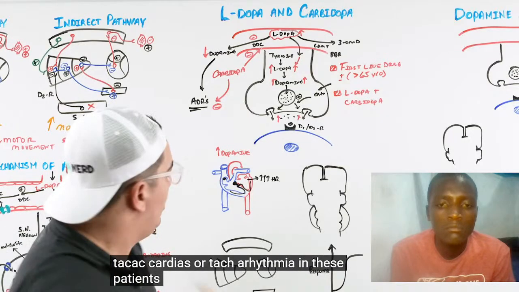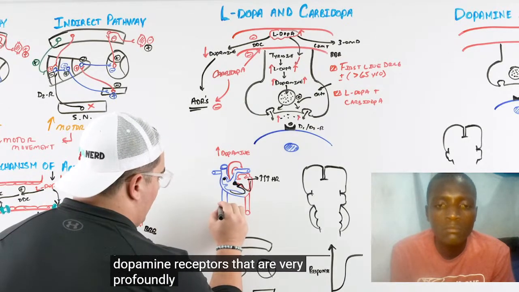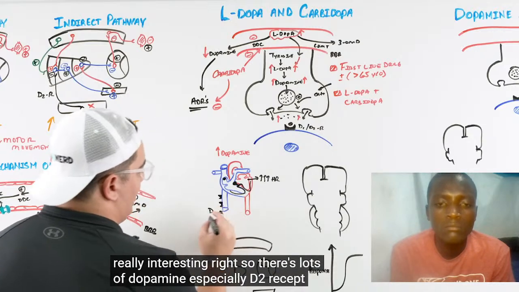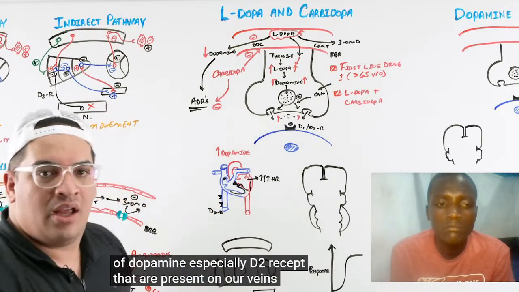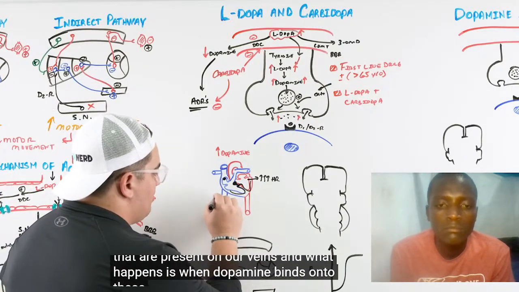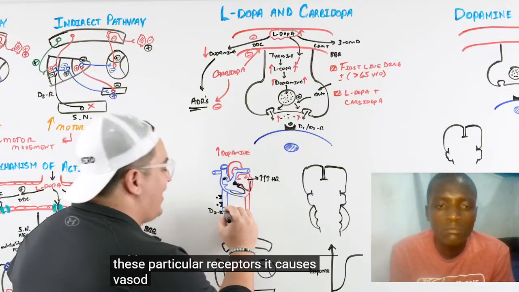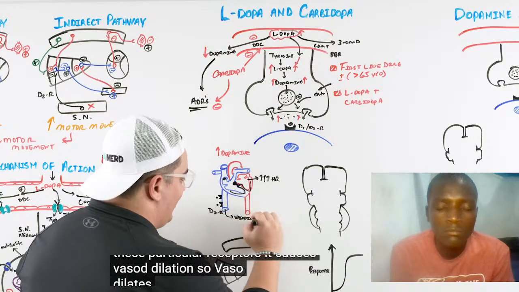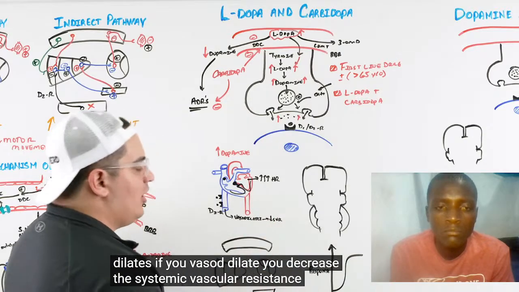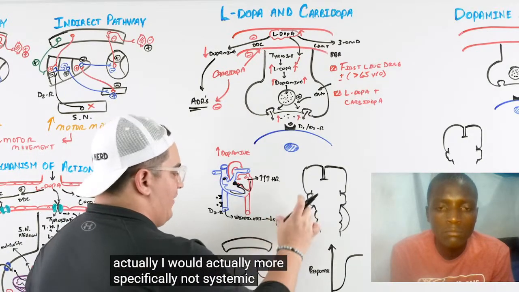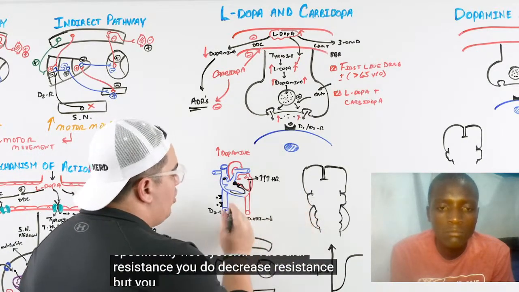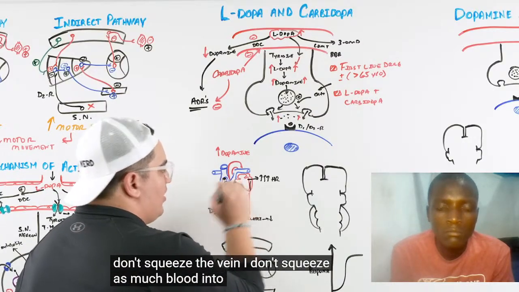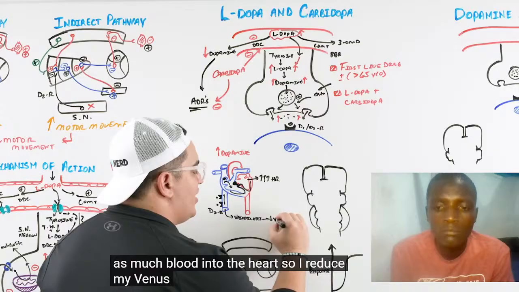The other thing is that there's dopamine receptors that are very profoundly found on veins, which is really interesting, right? So there's lots of dopamine, especially D2 receptors, that are present on our veins. And what happens is when dopamine binds onto these particular receptors, it causes vasodilation. So it vasodilates. If you vasodilate, you decrease the resistance. But more specifically, you don't squeeze the vein. If I don't squeeze the vein, I don't squeeze as much blood into the heart. So I reduce my venous return.